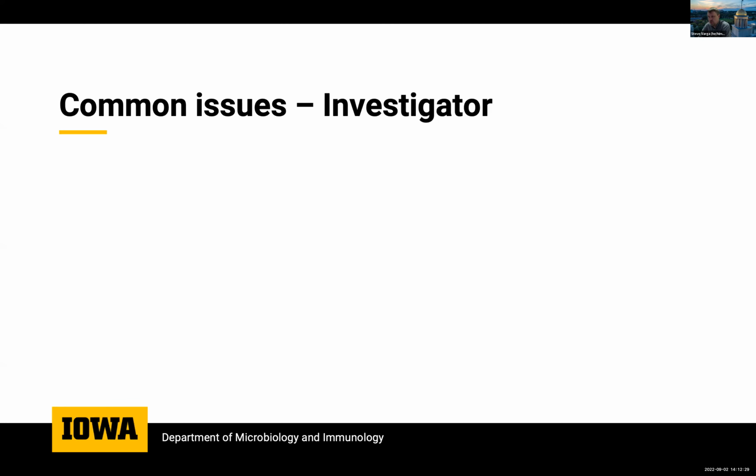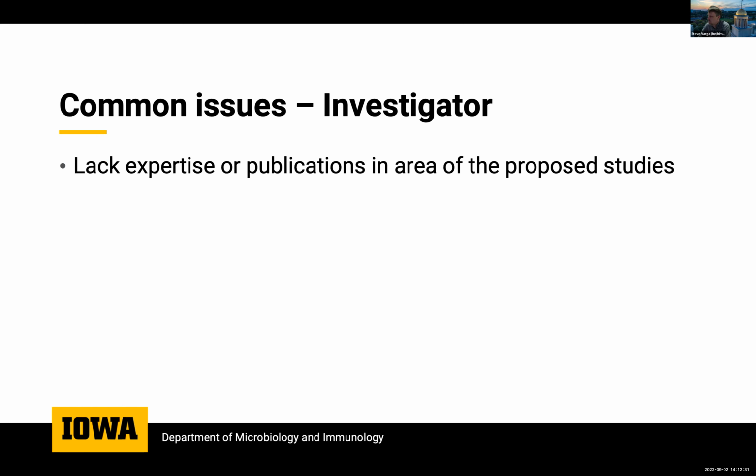And then some common ones with investigators. One is lack of expertise or publications in an area. If you're forging off into a new area that you don't have publications in, you want to make sure that you get a team of investigators to help you that are familiar with that area or those approaches. And you want to make sure you add those as collaborators. There really can never be enough collaborators on a grant. They just really help solidify things if you need scientific expertise in any area.